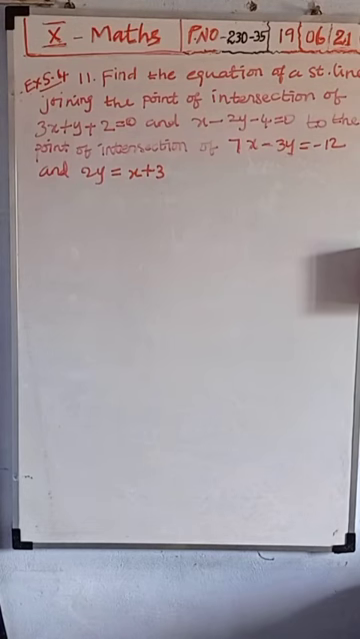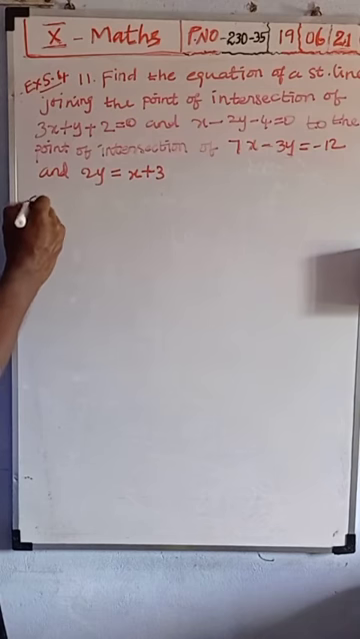Totally, four line equations are given. Two lines are intersecting, so we will get one point of intersection, and then two more lines are intersecting, and we will get one more point. The two points you should join, and we will get one line. From that line we want to find the equation. Okay, see the solution.